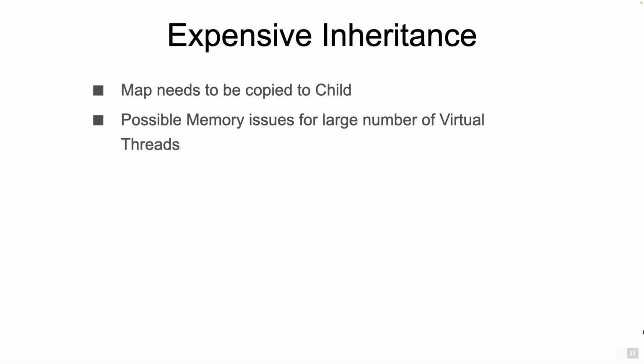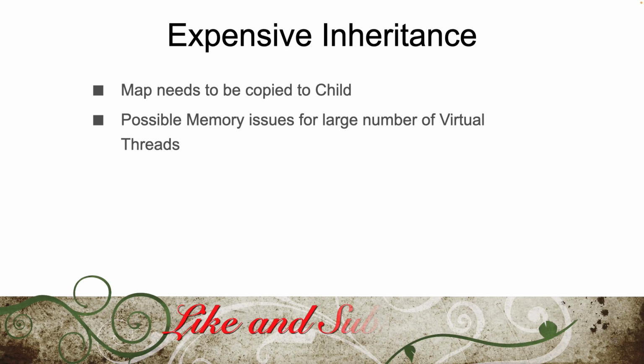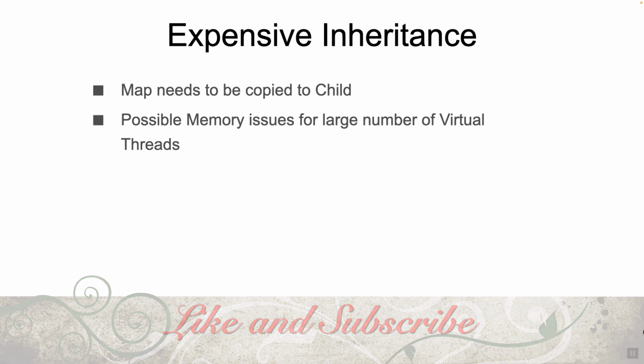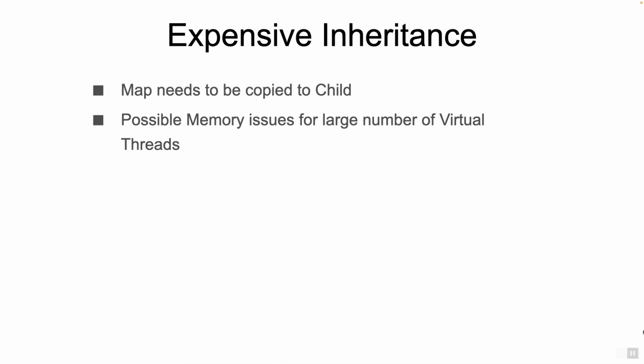The next problem is really to do with inheritance of thread locals. Basically, the inheritable thread local objects. We already mentioned that when a child thread is created, the inheritable thread local map is copied over to the child. The reason the JVM needs to do this is that the child should be able to set its own value. This is a reasonable implementation given the constraints.